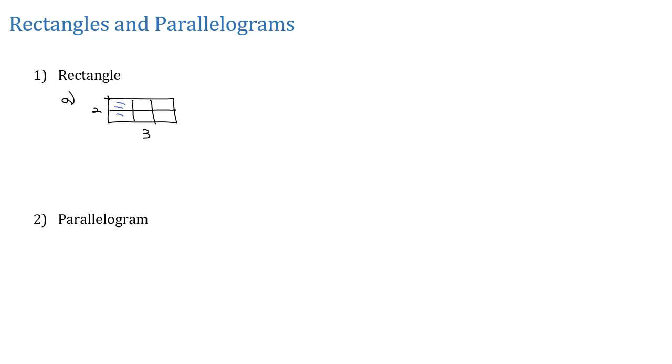the 2 that happens 3 times to give us that whole area. 2 times 3 equals 6. Often what you'll see is the formula for the area of a rectangle is length times width, or base times height, or some version of that. Basically, we're multiplying the dimensions together.